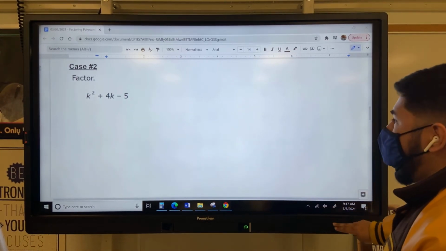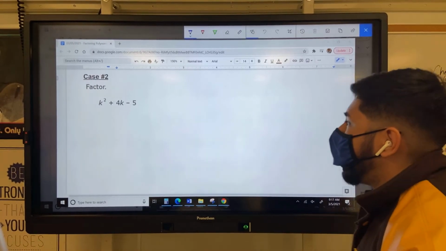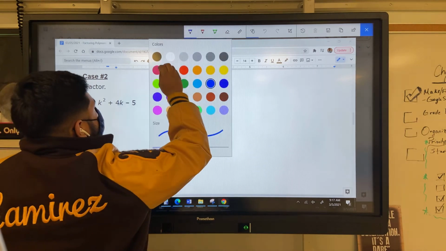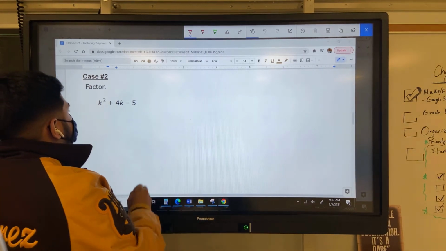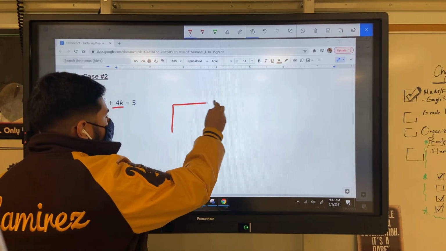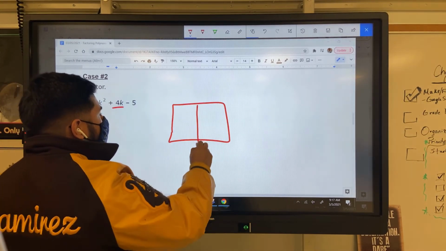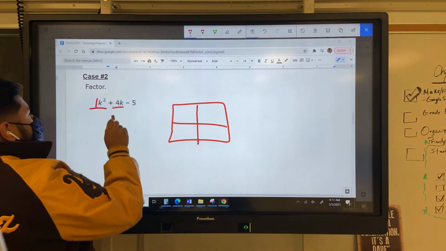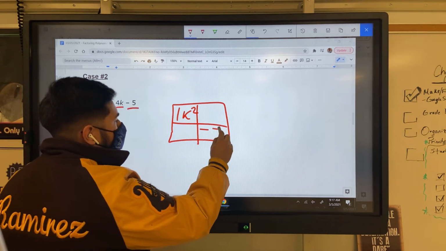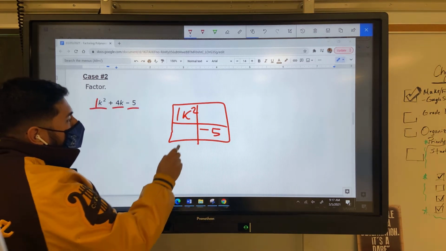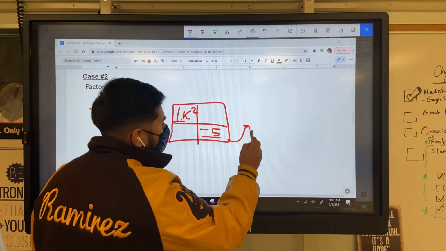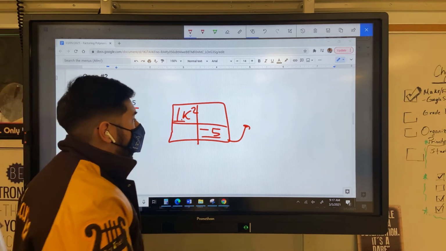Case 2, we have a positive and a negative 5. Okay, let's set it up. Remember, we want to know what adds to 4. Set up our box. 1k squared goes right here in the front. Negative 5 goes here in the corner. And we multiply. What's 1 times negative 5? 1 times negative 5 is negative 5.